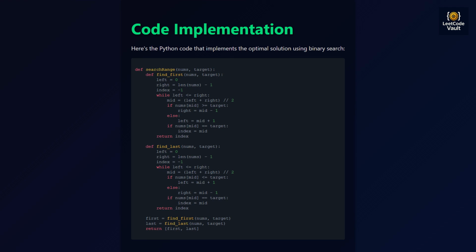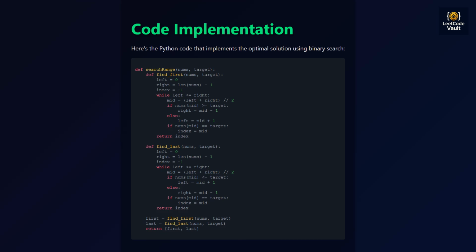Code implementation. Let's see the code in Python. We'll define a function, find first and last, that takes the nums array and the target as input. We'll use two helper functions, find first and find last, which implement binary search tailored to find the first and last positions respectively. Inside each helper function, the binary search logic focuses on adjusting the left or right pointer accordingly until the target is found or the search space is exhausted.